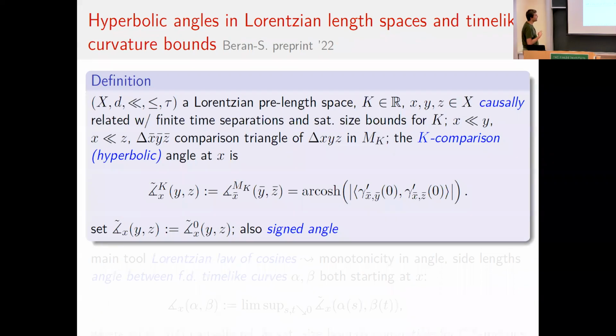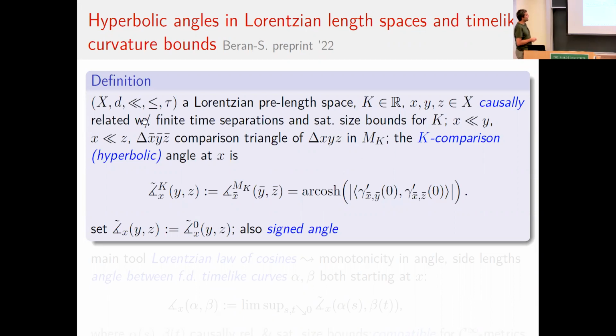And of course, this works by looking at comparison angles, as in the metric case. So you have a Lorentzian pre-length space, K a real number, X, Y, Z, causally related, which have finite time separations and satisfy the time-like size bounds for K. And now, just for simplicity, say that X is less than Y and X is less than Z. Then you take a comparison triangle in M_K, the constant curvature space.